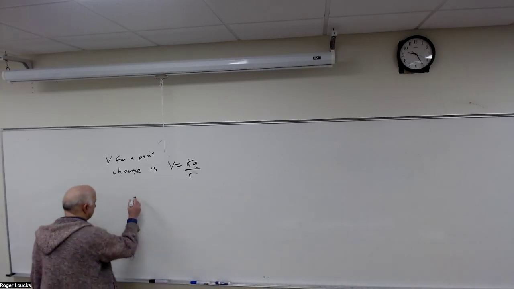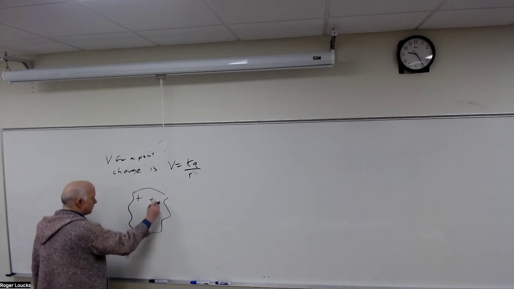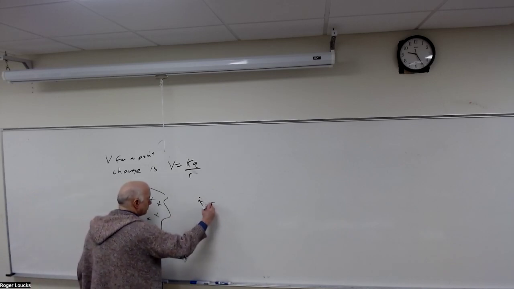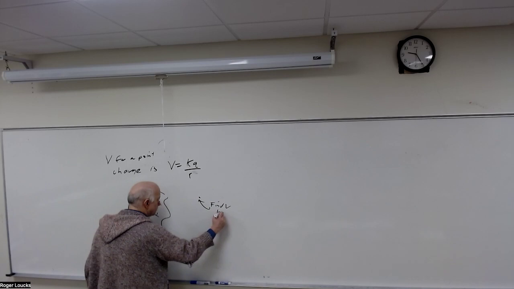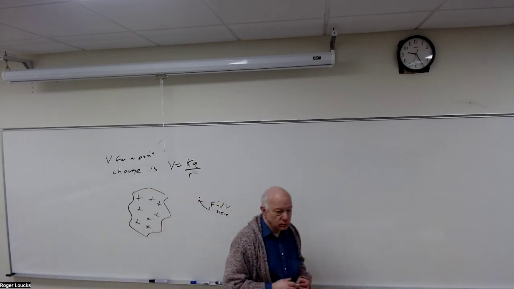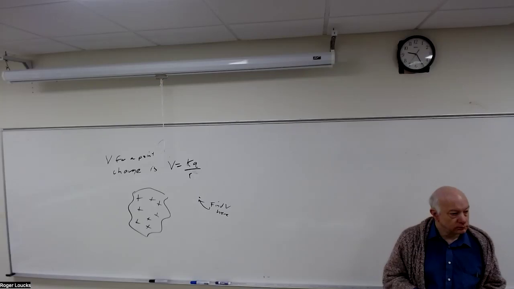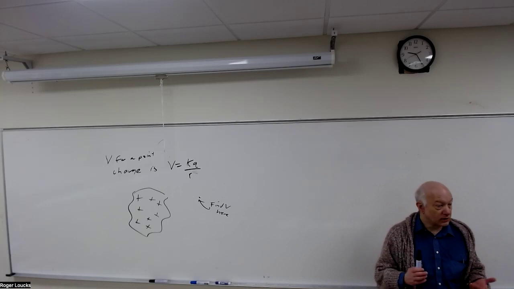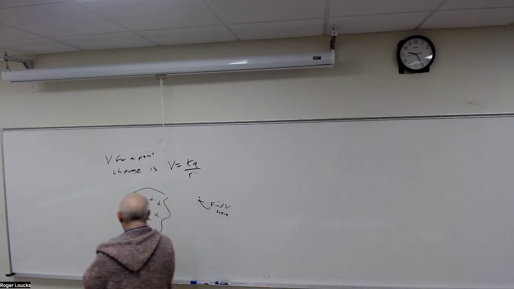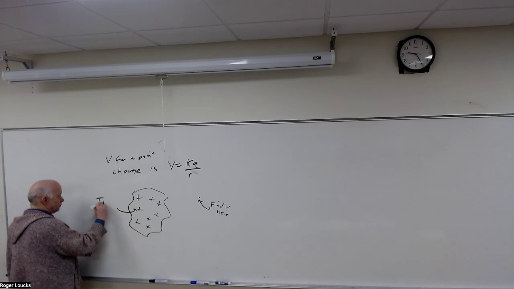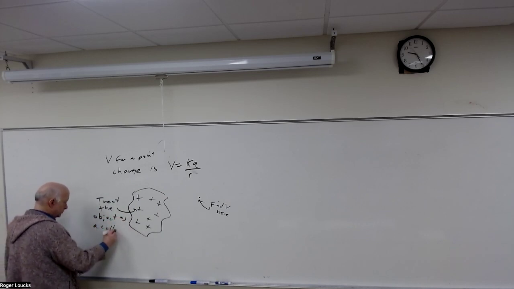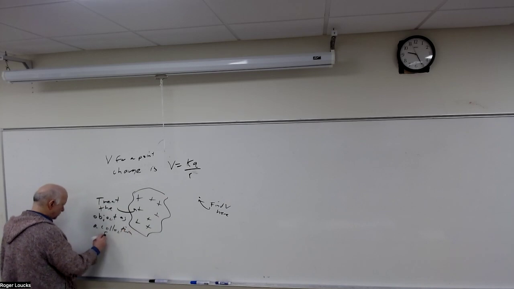So if I have something like this, let's say I have a whole bunch of charges like this. If I want to find the V here, what might you do? What can I treat that object as? What's one of our standard tricks? As a collection of point charges. So what we can do is treat the object as a collection of point charges.